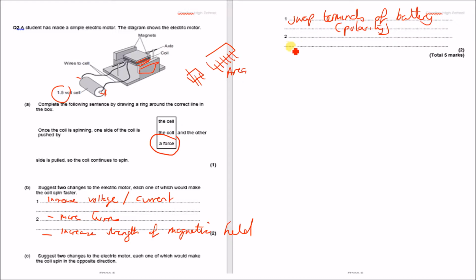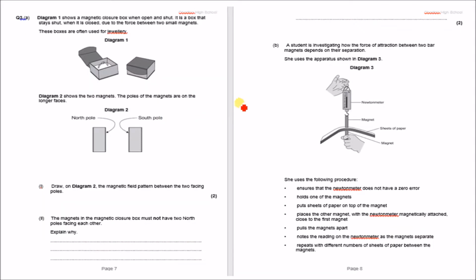And the other thing we could do is swap the magnetic poles. So if this was a north and this side is a south, we could make this side a south and this side a north. If we swap the magnet around or we swap the battery around, it's going to spin in the opposite direction. Right.